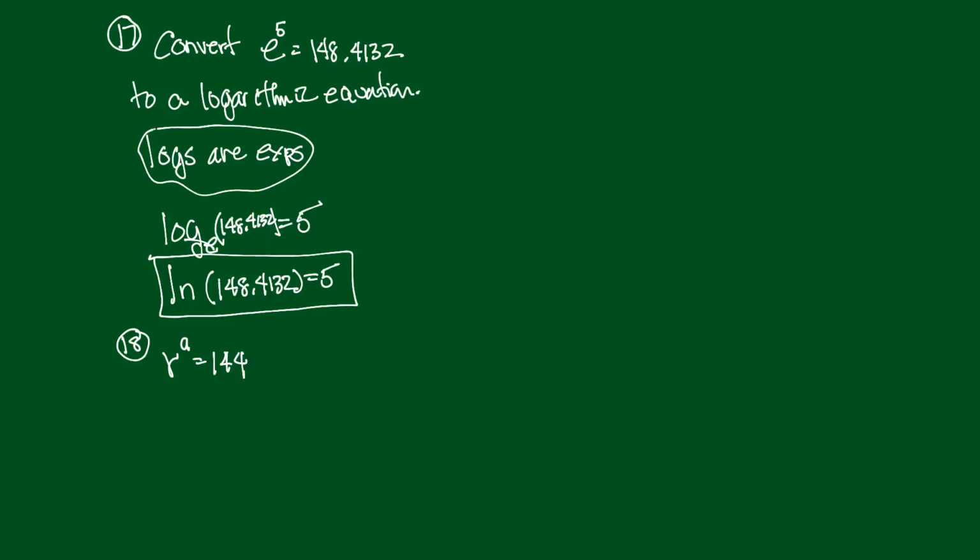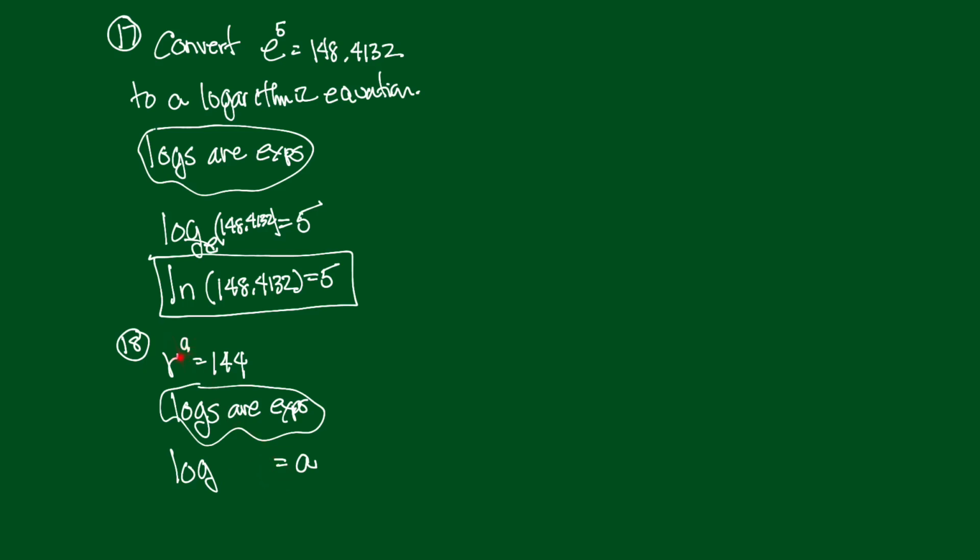I want to convert r to the a equals 144 to a logarithmic equation. I've got the exponential form. Convert to logarithms. Well, I do everything by knowing this: logarithms are exponents. So I'm going to write the logarithm is the exponent. I'll leave a little space here and fill it in a minute. The logarithm is the exponent. Well, the exponent is the a, right? There's the exponent.